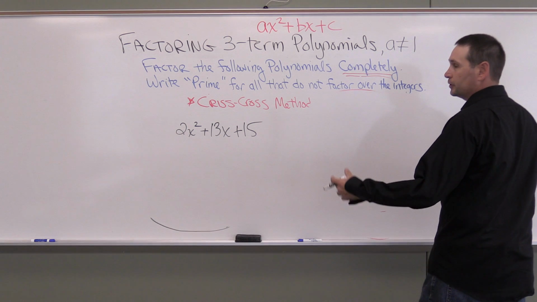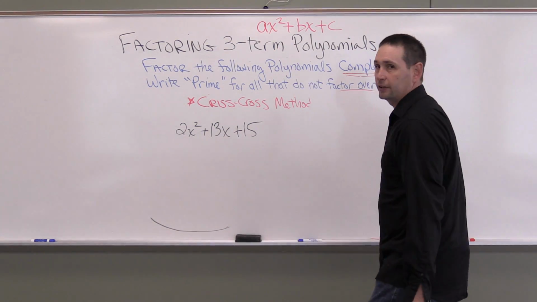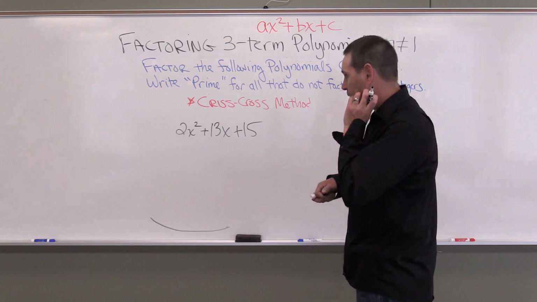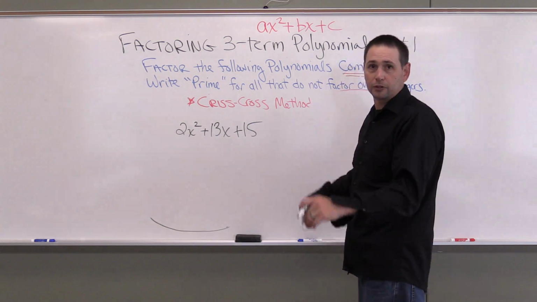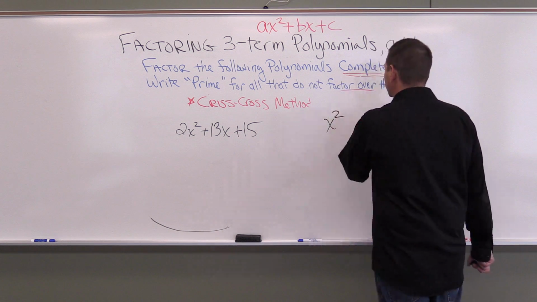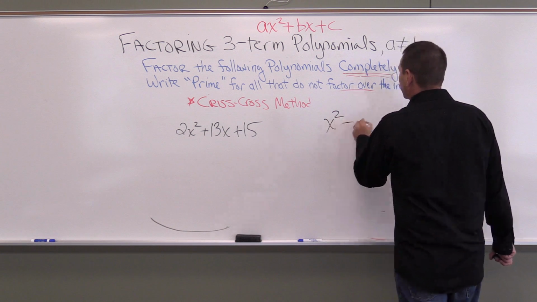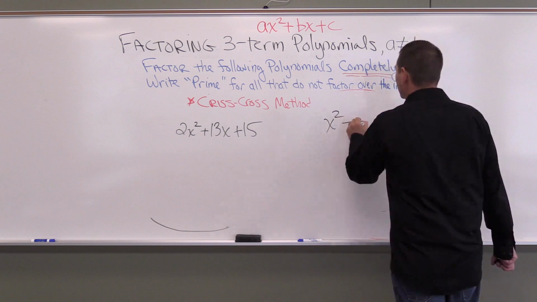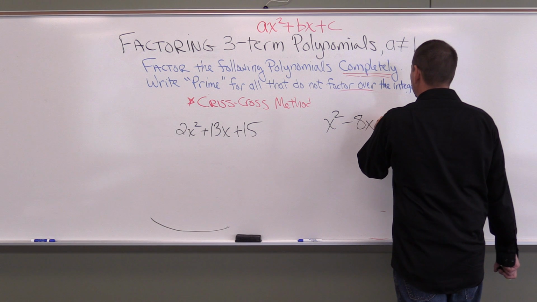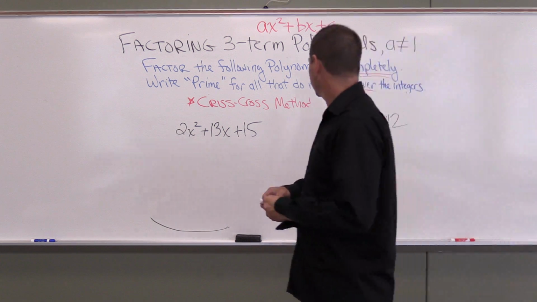And then I'm just going to give you one where A is 1 too. One that we factored just to show you that the quick way is the way I would choose with those, but man, that works with crisscross too. I mean, any three-term polynomials you can do with crisscross. So x squared, say, let's go minus 8x plus 12. That one, we'll try that with crisscross.